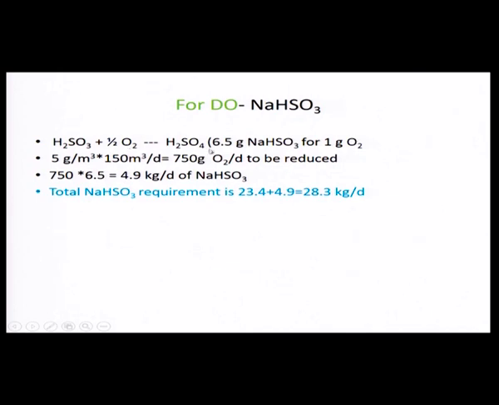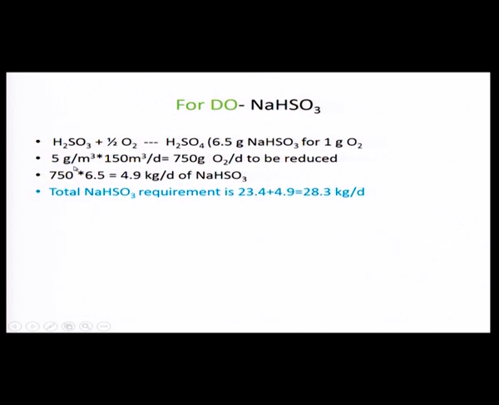So, we have to calculate the amount required for eliminating the dissolved oxygen also. So, if you write the stoichiometric equation, sulphite will be oxidized by oxygen to sulphate or sulfuric acid, and as per this equation 6.5 gram of sodium metabisulfite is required for 1 gram of oxygen.